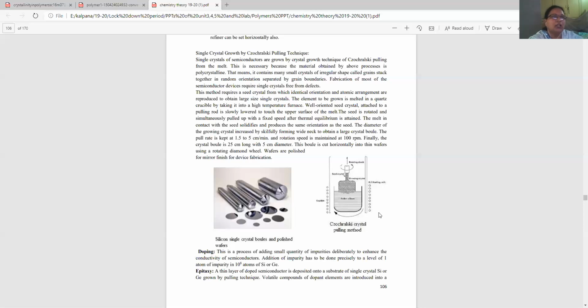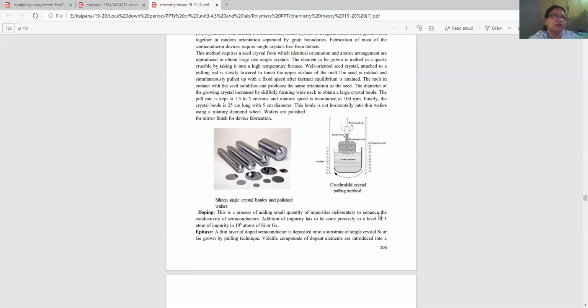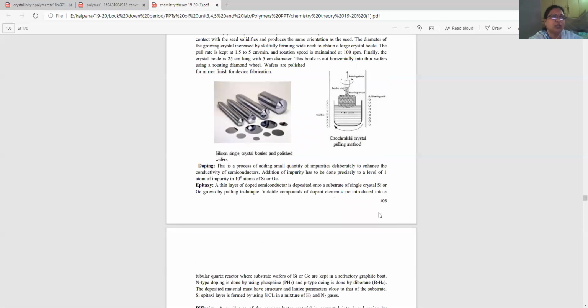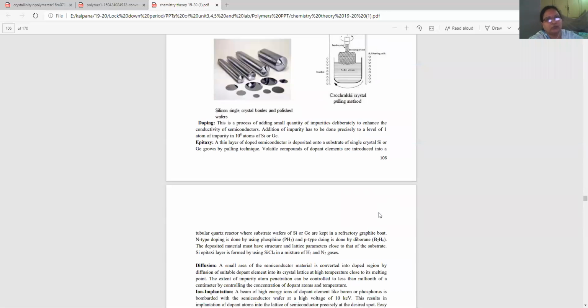Now the next method is doping. So all of you know what doping is. We add impurities in the semiconductor material. That is done again by three methods. First is epitaxy, second is diffusion, and third is ion bombardment. So first, epitaxy.